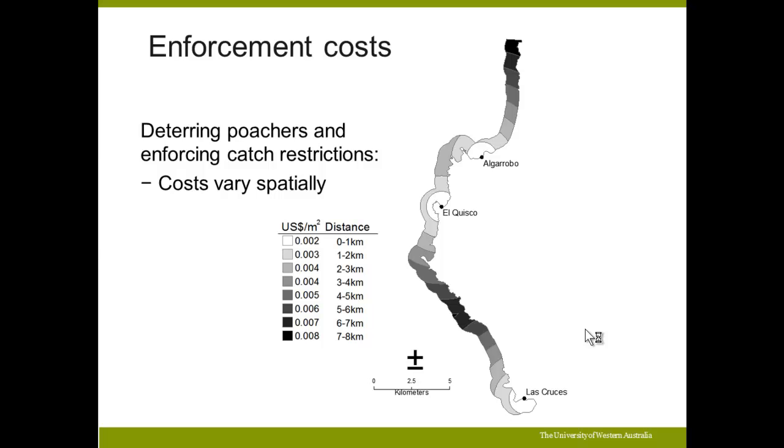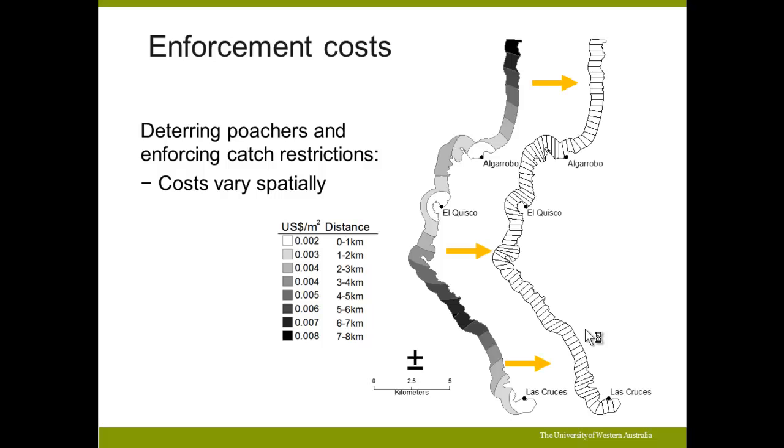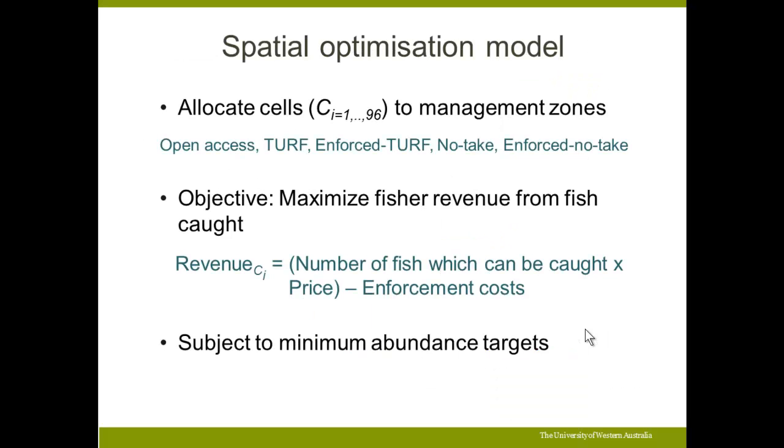So, per year costs. We took this information, fitted it onto our landscape, and calculated the enforcement costs for each of our 96 cells. So here we have data on abundance, and we have data on enforcement costs. And we incorporated this data into our spatial optimization model.